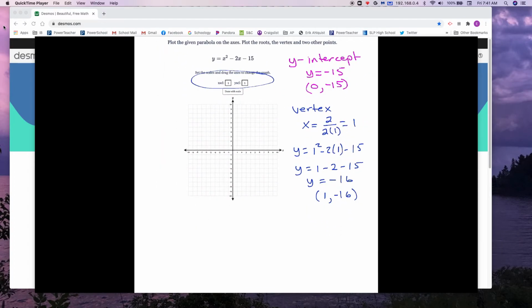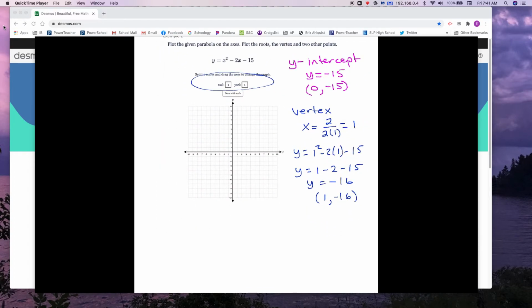Now the last thing we can do is find the intercepts. Specifically, we're going to find the x-intercepts. You already found the y-intercept. We do that by factoring. So let me write this problem, then I'll zoom in, and I'll go through this.